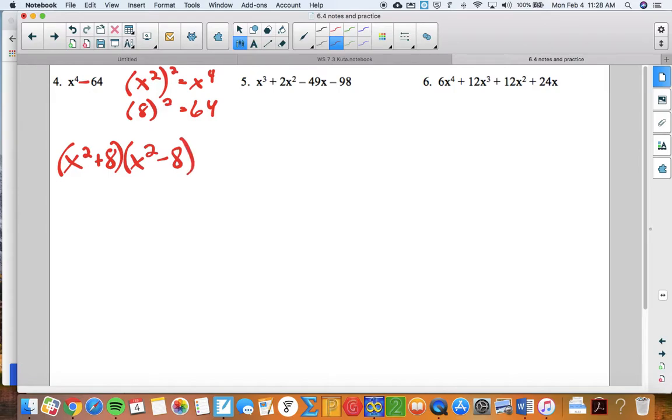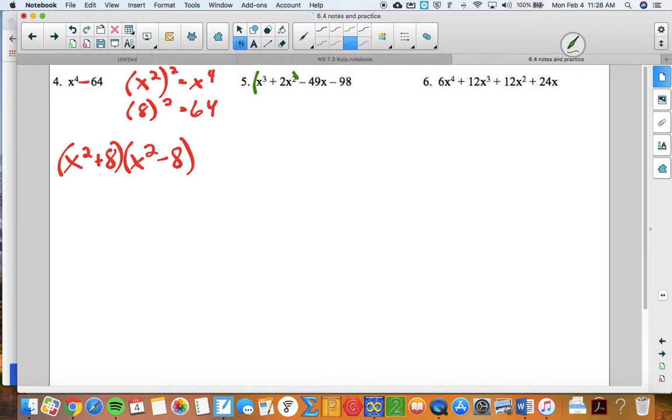And if I FOIL that back together, I will end up with x to the 4th minus 64. Number 5, there is nothing I can factor out of all 4 of the terms, because this one doesn't have an x and this coefficient is 1, so I can't factor anything other than 1 out. So then count the number of terms. If it's 2 terms, like we've seen for the last 4 problems, it's going to be difference of squares or cubes or the sum of cubes. When it's 4 terms, we're going to think factor by grouping.